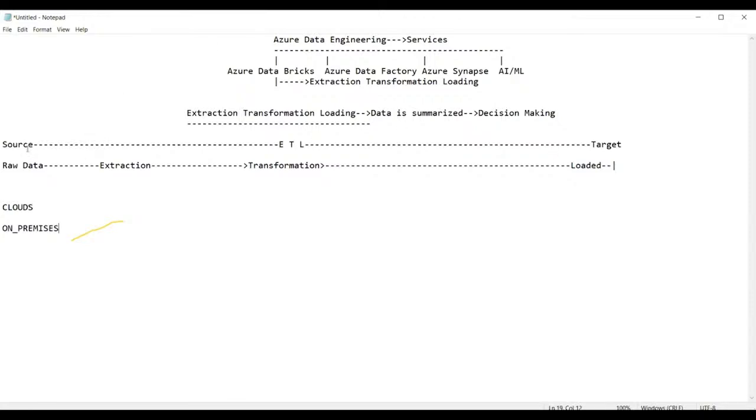Okay, so first of all, let us try to understand what cloud is. Azure data engineering is cloud-based data engineering. Am I right? So now, guys, let us first understand what a cloud is and what on-premises is.